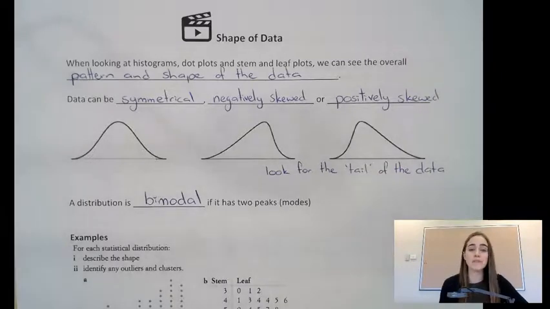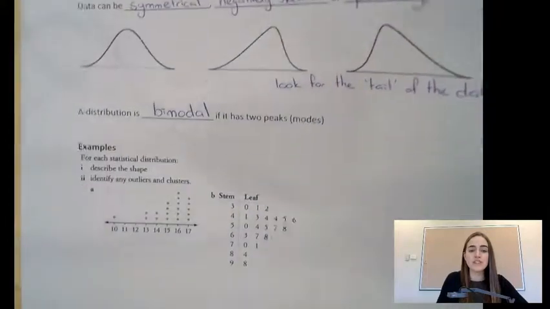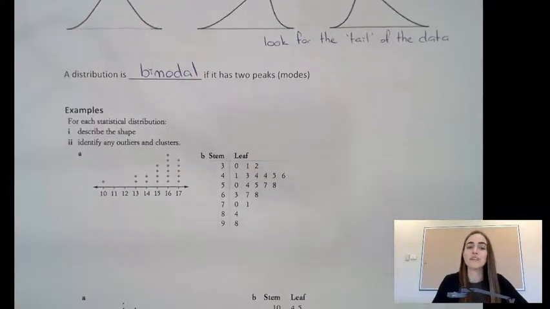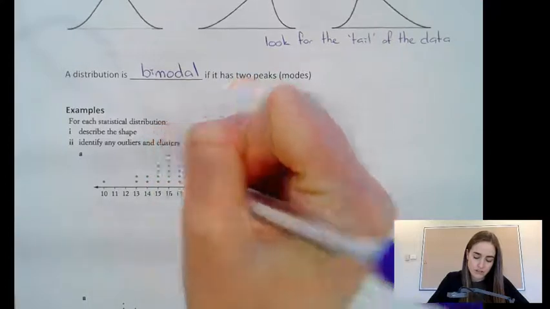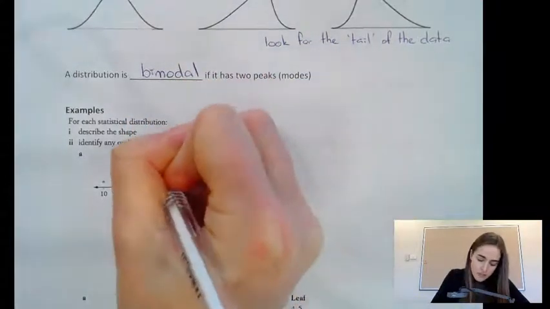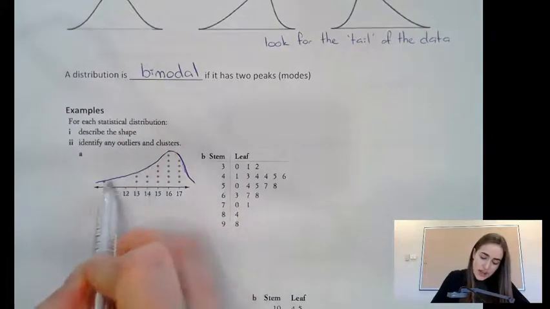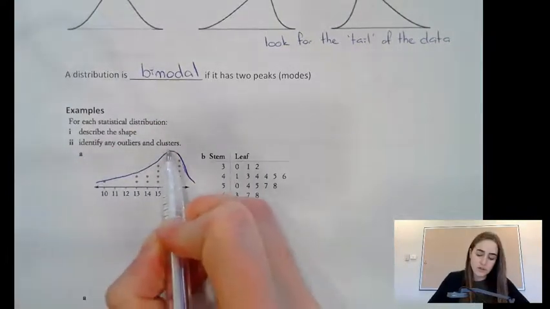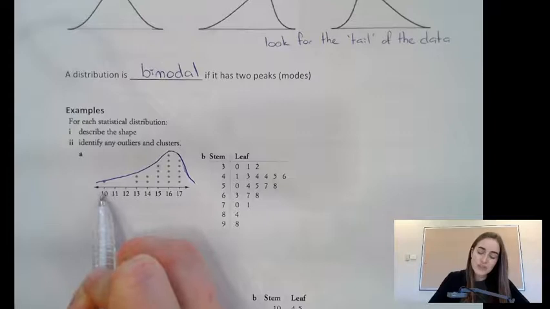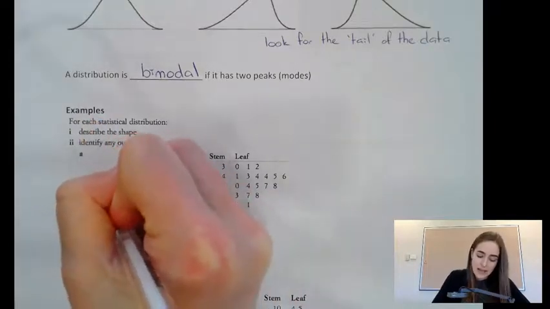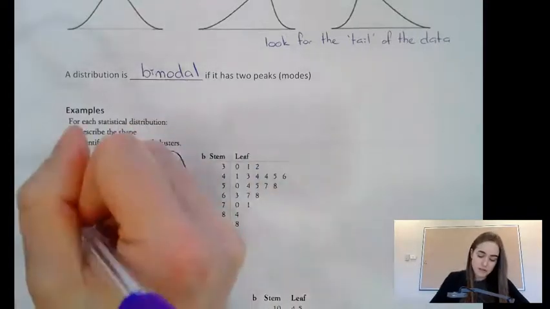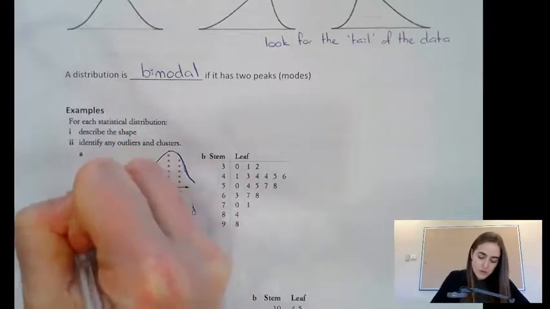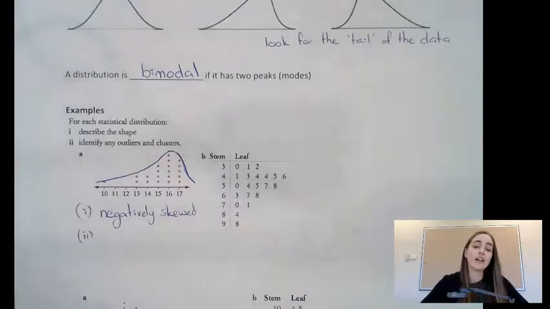So let's have a look at some examples. So it says for each statistical distribution, describe the shape and then identify any outliers and clusters. So for this one, if we draw the general shape in of that curve, you can see that it's got a long tail coming down towards this one. So because it's got its tail coming down towards the smaller numbers, that's going to be negatively skewed. So that's part one, identify the shape.